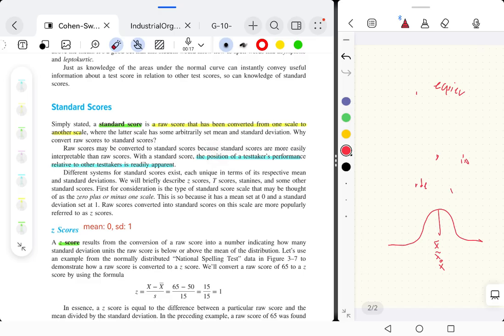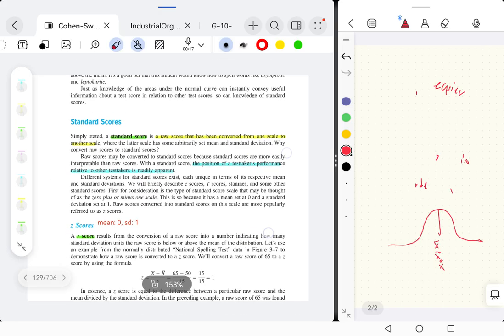That's a lot of words. I'm so sorry. So raw scores may be converted to a standard score because standard scores are more easily interpretable than raw scores, as I've said. With a standard score, the position of a test taker's performance relative to other test takers is readily apparent. Because if you were to take just the raw scores, then it's raw, right? But when you say standard score, you can actually compare it directly or relatively to other test takers who are taking that same test.